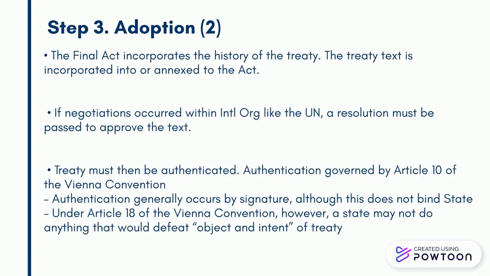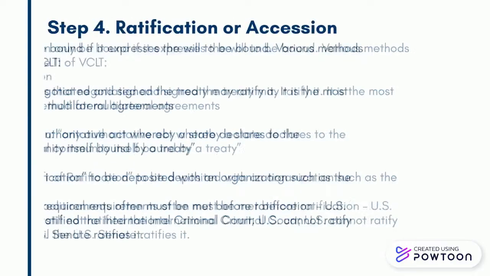The treaty must be authenticated. Authentication is governed by Article 10 of the VCLT. Authentication is generally done by signature, although this does not bind the state. Under Article 18 of Vienna Convention, however, a state may not do anything that would defeat object and intent of the treaty. Step 4. Ratification or accession.